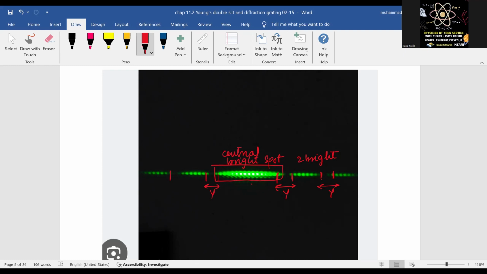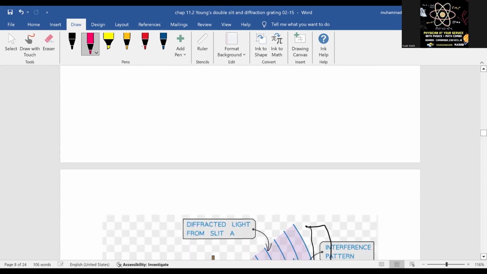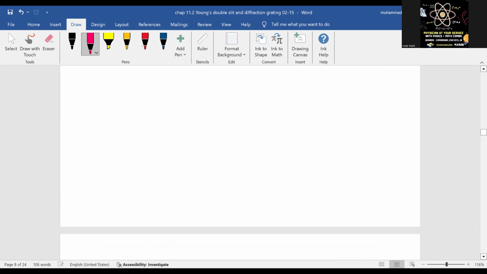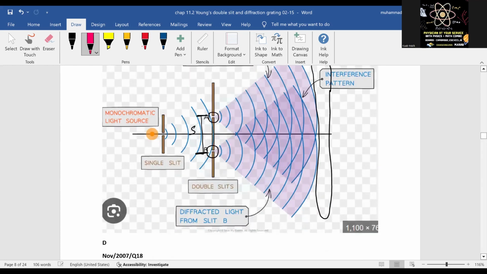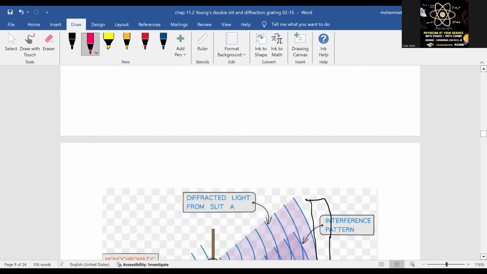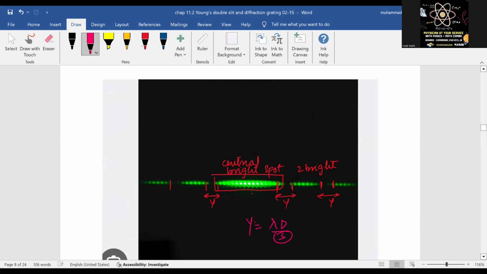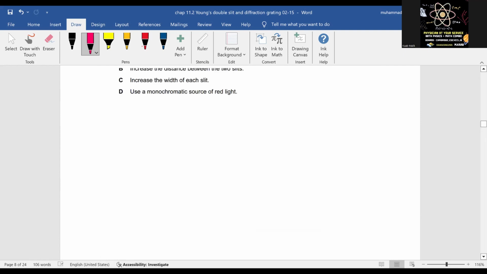No, sir. Fine. And the formula says y equals lambda D over S. S is related to the slit separation right here, and D is basically this distance, from the slits to the screen. And lambda is the wavelength, which should be the wavelength of the monochromatic light. Is that clear? Yes, sir. Fine. Any problem? No problem. Fine.